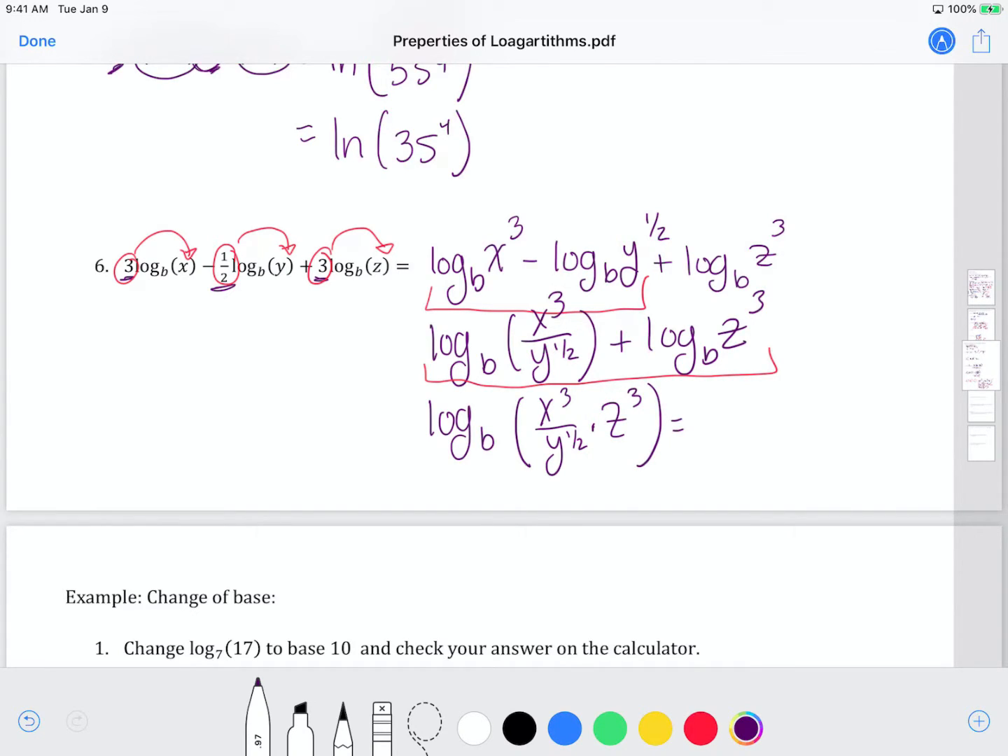Now to clean this up a little bit, if I want, x to the 3rd times z to the 3rd can go on top, because remember, this is over 1, and I multiply across the top and across the bottom. So I can rewrite that z to the 3rd on top. And then on the bottom, I would just have y to the 1/2. And if you would like to, you don't have to, but you can also rewrite that as the square root of y if you want to rewrite it using square roots. So this would be my final answer. Everything condensed.